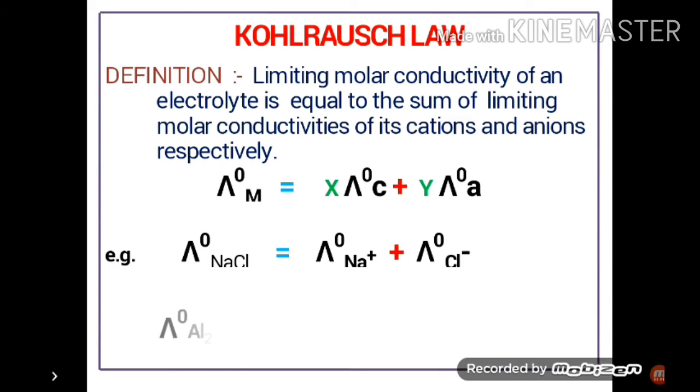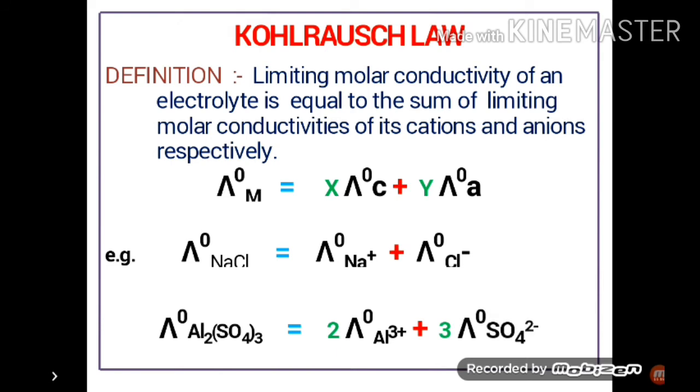Let's take another example, that is aluminium sulfate. For aluminium sulfate, the Kohlrausch law can be written as 2 lambda naught Al3 plus and 3 lambda naught SO4 2 minus. Because aluminium sulfate, when we dissolve it into water, generates aluminium ions and sulfate ions. So to find the values of x and y, we will see only the number of atoms. See, after aluminium it is 2, Al2. In this formula you can see Al2, 2 means the number of aluminium is 2, and the number of sulfate SO4 is 3. So x and y we can easily find.